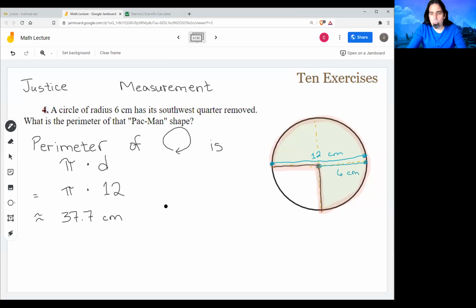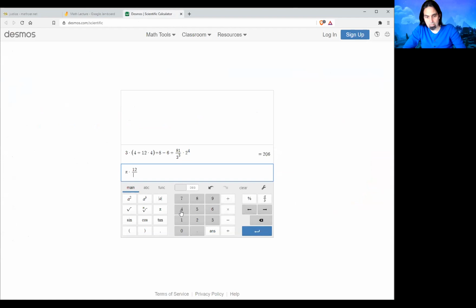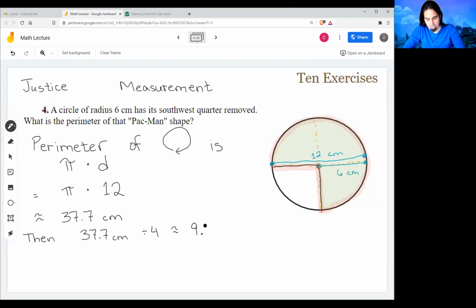Okay, that doesn't quite help us though. We don't want all the way around. Divided by a quarter, 0.25. We divide it by 4. Then we get about 9.4. So where is that on the picture? 9.4 centimeters is that much, right? 1/4 of the way around.